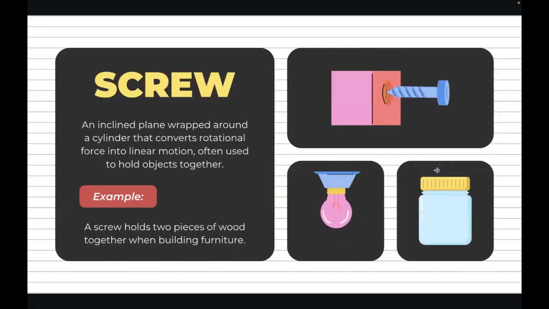And I think this is the last one, a screw. A screw is like an inclined plane wrapped around a cylinder that converts rotational force into linear motion. And it's usually used to hold objects together. I know a lot of you guys think of screws and automatically think of these metal bits, but we use screws in everyday objects, especially when it comes to packaging, screwing a light bulb in, or just closing a jar of peanut butter.